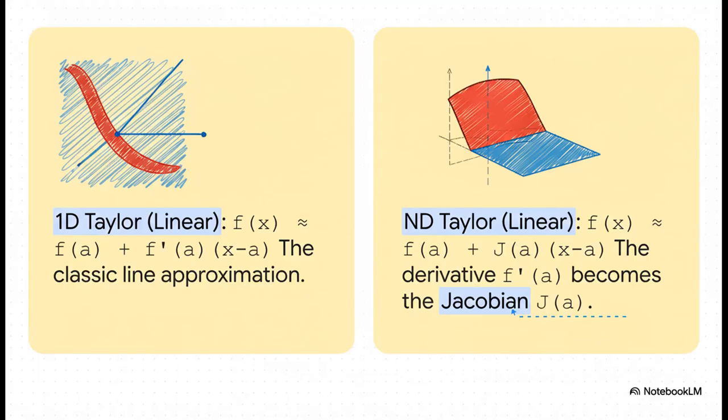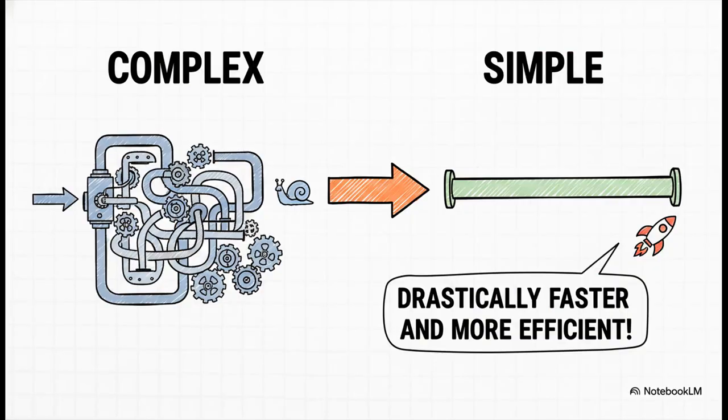And just look at how beautifully this mirrors what we already know from single-variable calculus. The best linear approximation is just the function's value at a point, plus the derivative times the distance away from that point. In multiple dimensions, it's the exact same idea. The only thing that changes is we swap out our simple derivative, f prime of a, for our new, more powerful tool, the Jacobian matrix, J of a. It's a perfect upgrade.